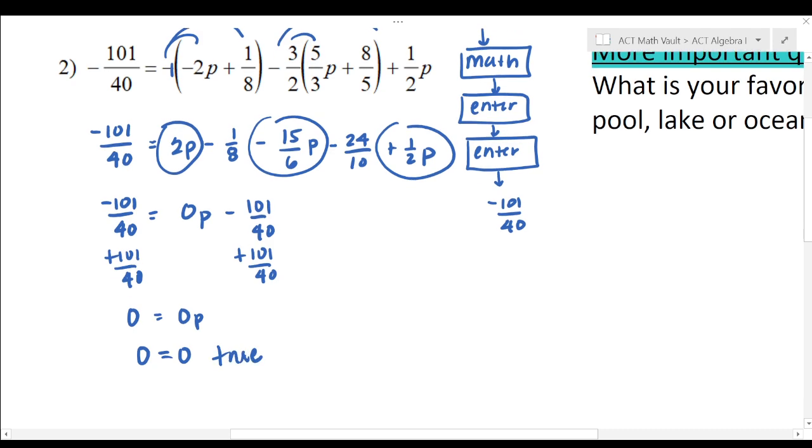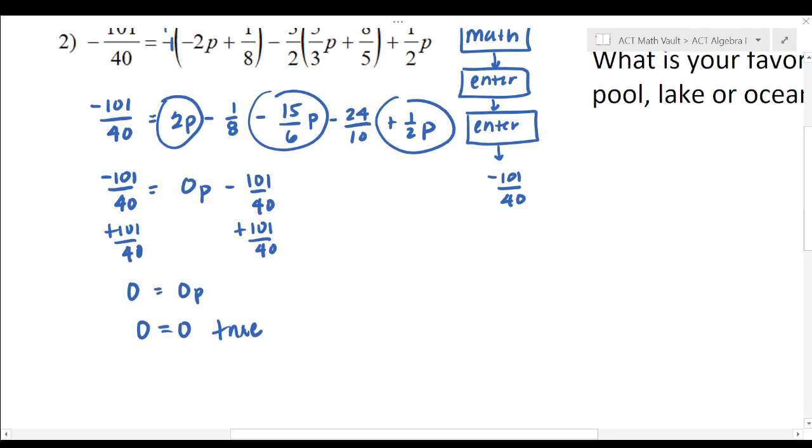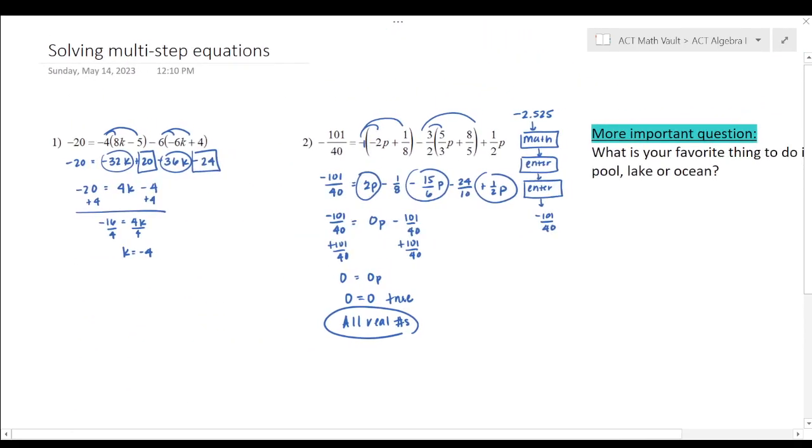And I have to remember that other special case, which is when it's false at the end. Let's say the final answer was like 1 equals 3. That is not a true statement. So that final answer would be no solution. But when it's a true statement, meaning you could plug in any p for this and the left side will match the right side, the final answer is all real numbers. And so those special cases could be on a test like the ACT.